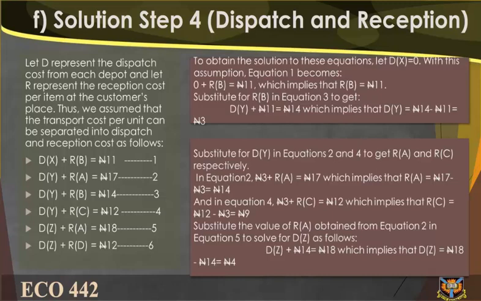Substitute the value of R(A) obtained from equation 2 in equation 5 to solve for D(Z) as follows. D(Z) plus 14 naira equals 18 naira, which implies that D(Z) equals 18 naira minus 14 naira equals 4 naira.